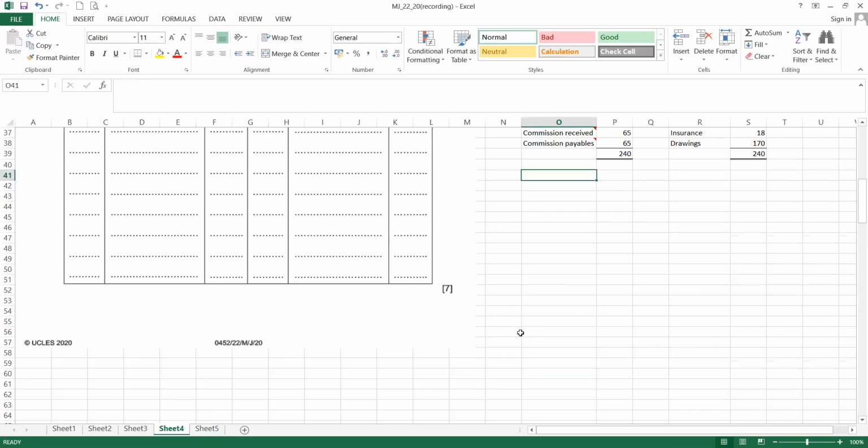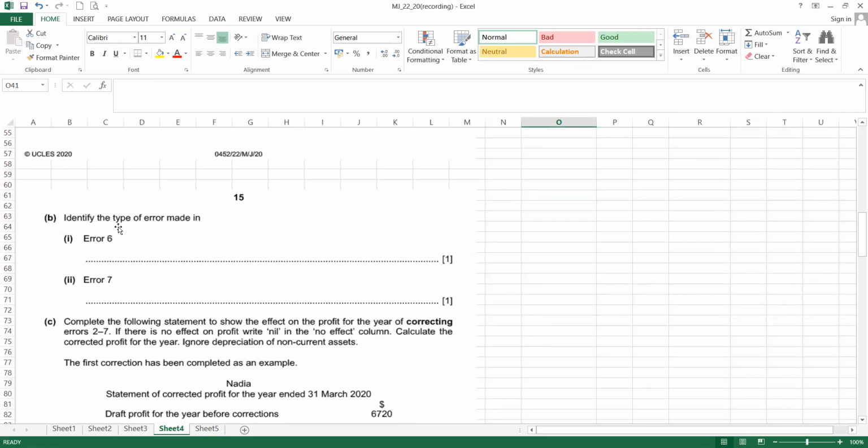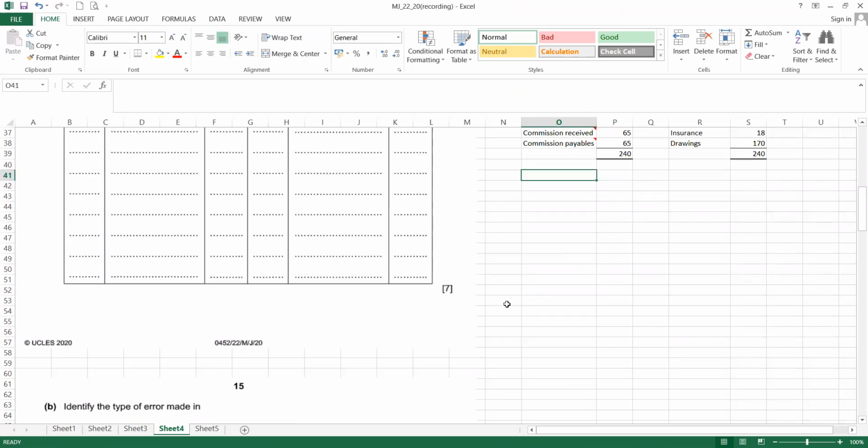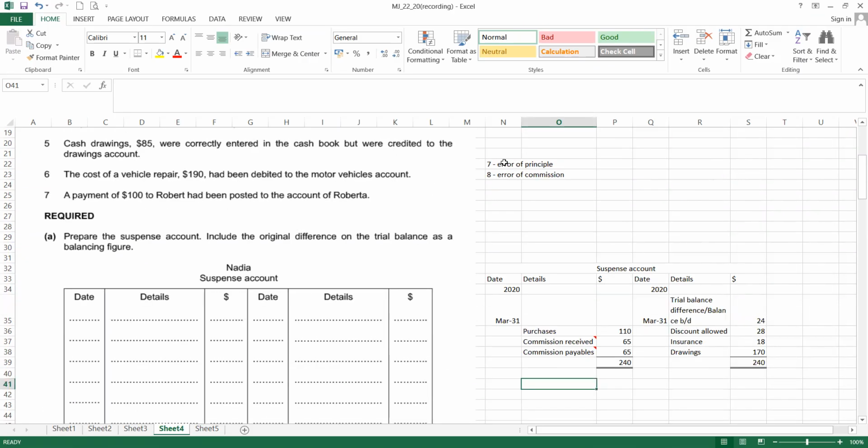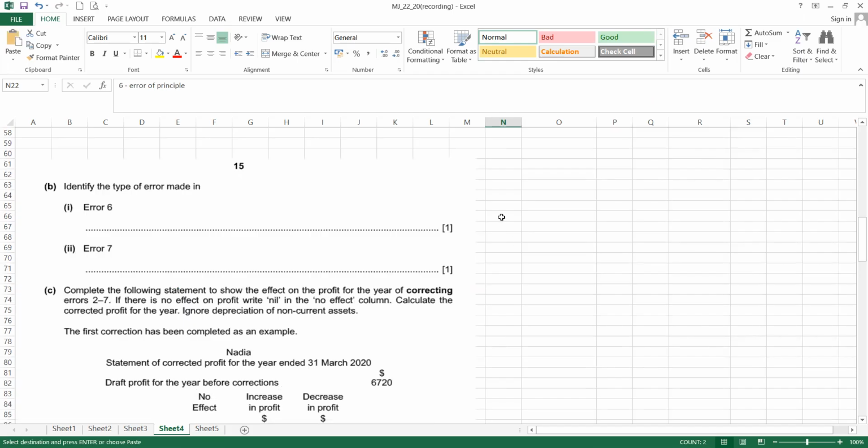Okay, now next, identify the errors made in 6 and 7. So this is 6. This is 7. Okay, so these two errors: error of principle and error of commission.